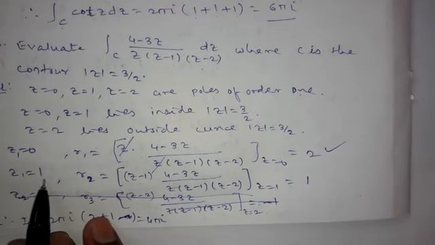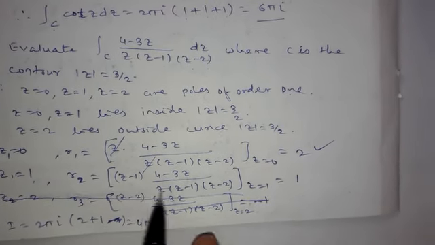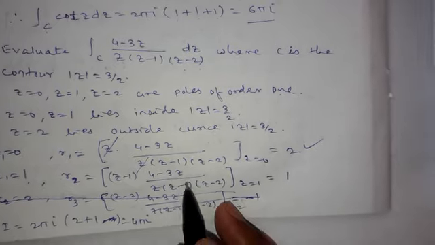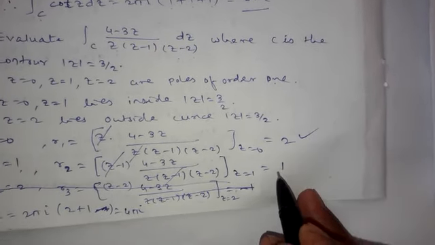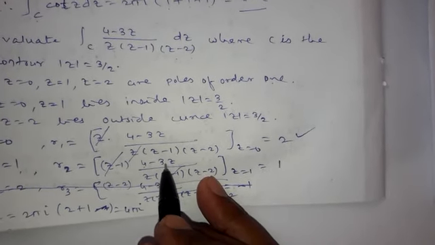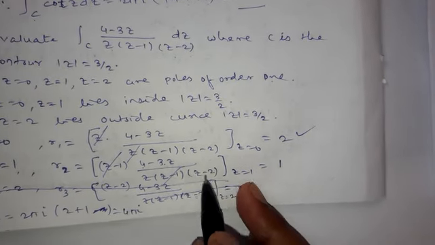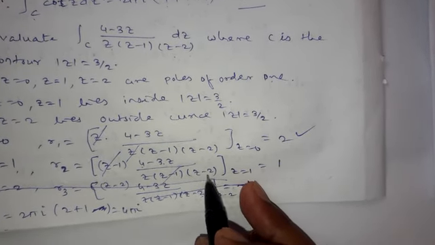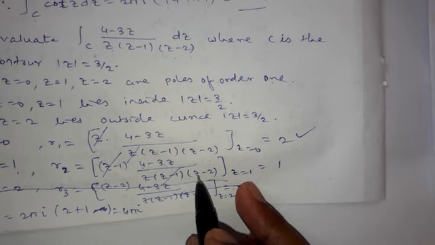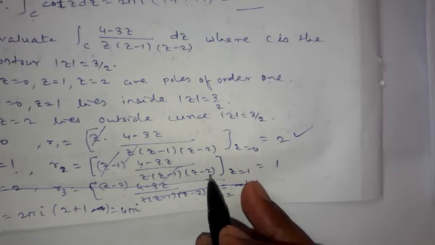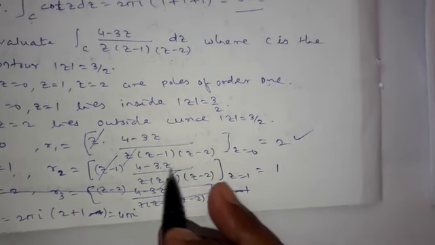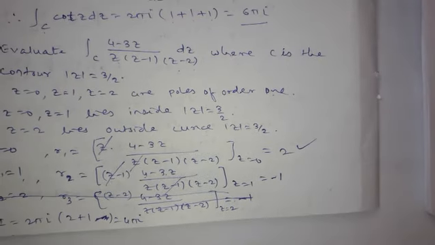Second, z equal to 1. So (z minus 1) times f of z as it is. So z minus 1 gets cancelled. Put z equal to 1: 4 minus 3 is 1, upon 1, and 1 minus 2 is minus 1. So our answer is minus 1.